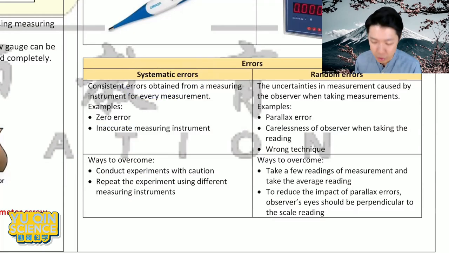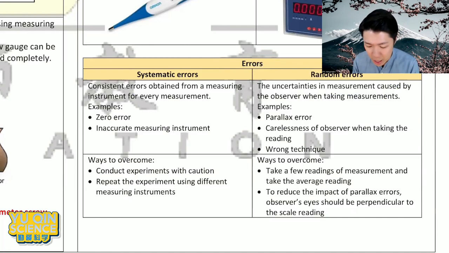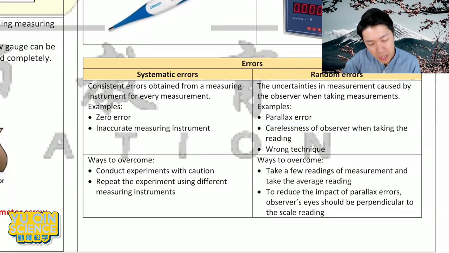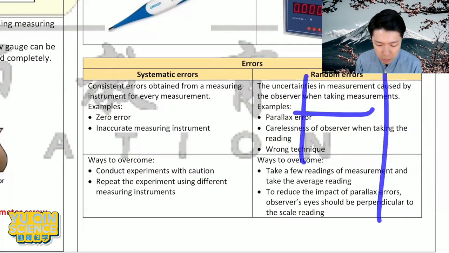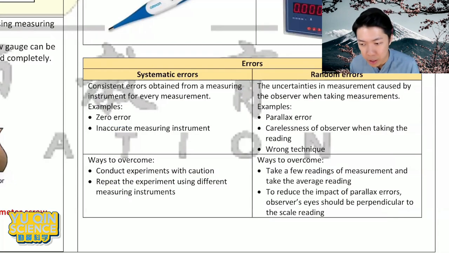It doesn't start with zero. Random error is human error. Random error is parallax. You did not see straight at 90 degrees, you look from the side. Or carelessness when you take a reading, or wrong technique. So this is human error. This is measuring instrument error, usually means zero error.